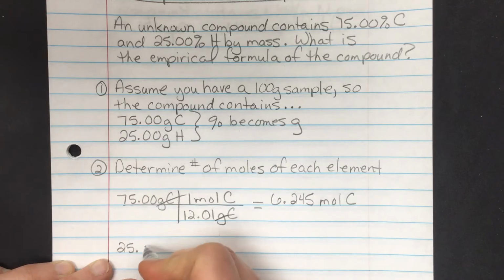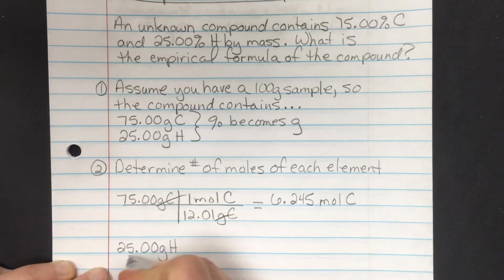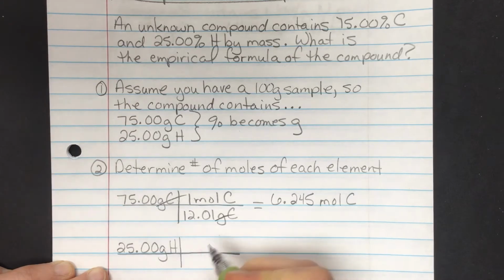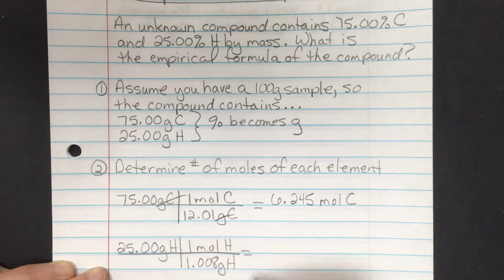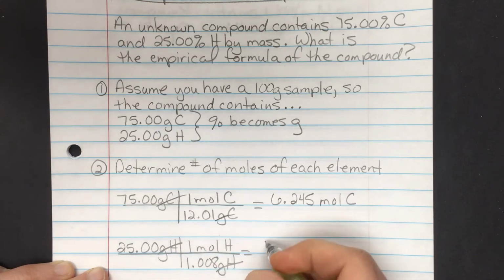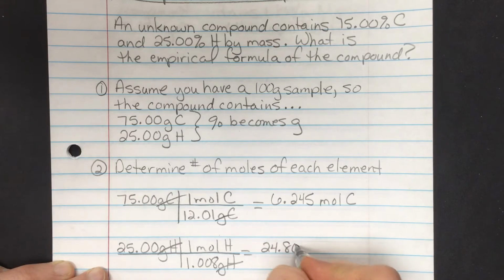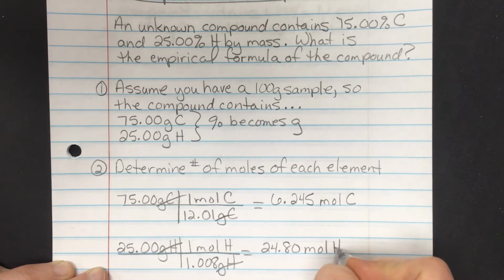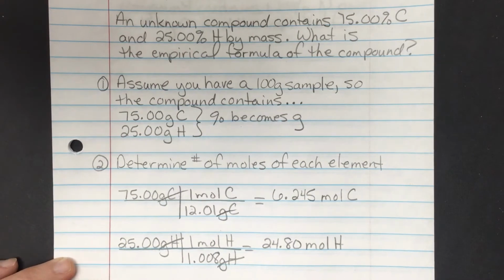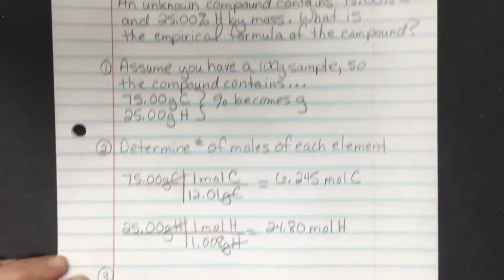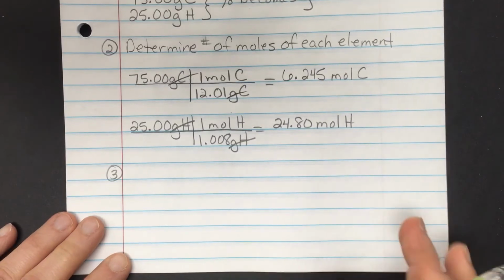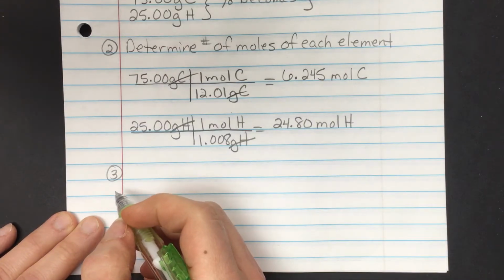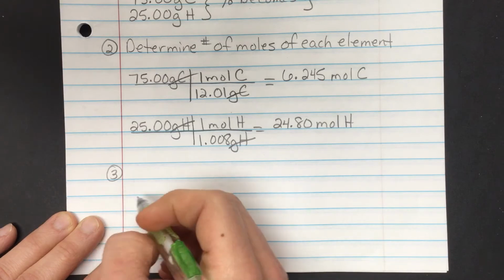So we have 25.00 grams of hydrogen. From our periodic table, we know that there are 1.008 grams of hydrogen in 1 mole of hydrogen. So when we do that division, these units cancel out. We get 24.80 moles of hydrogen. The next thing we do, step 3, is we determine the mole ratio by dividing all numbers by the smallest number.